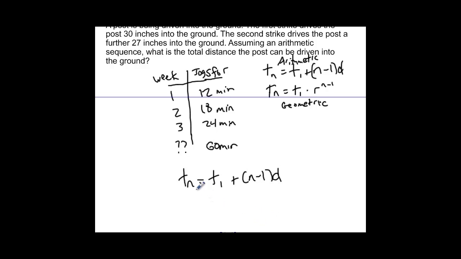Let's fill in what we know then. Tn is kind of like our last term. We know that eventually you're going to be running 60 minutes in a day. We also know that you started with 12 minutes in a day. But we don't know n. We don't know how long it's going to take to get there. But lastly, we do know the common difference. We know we're going up by 6.